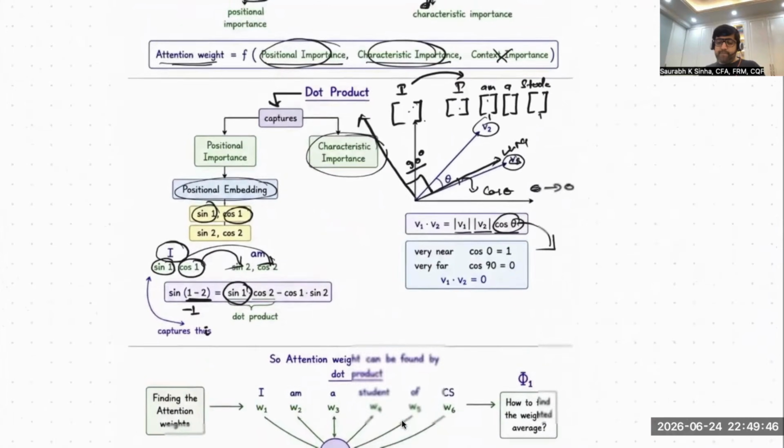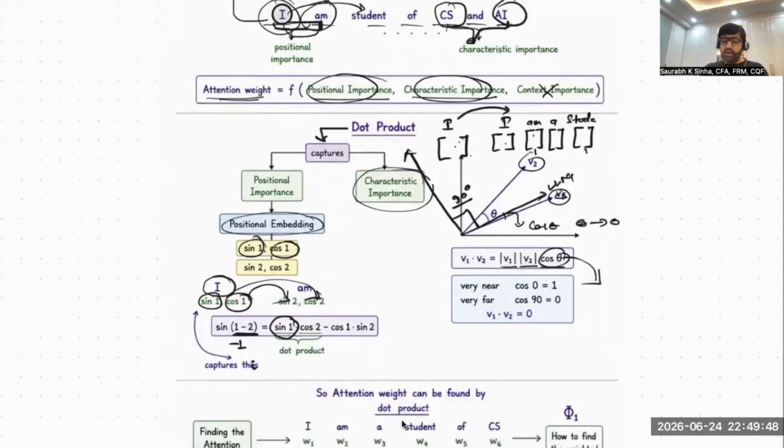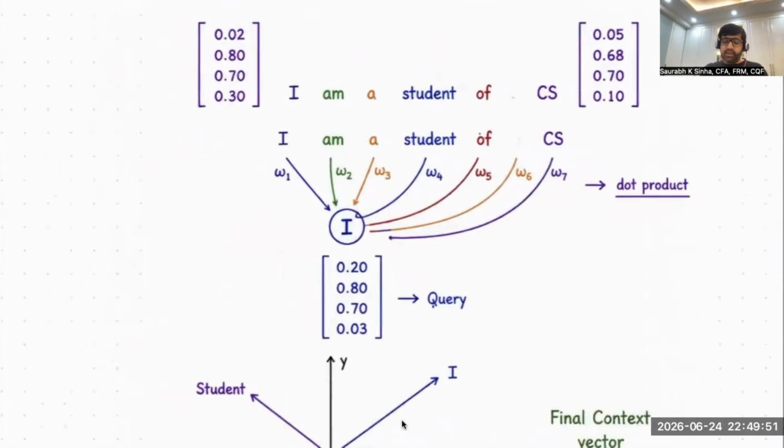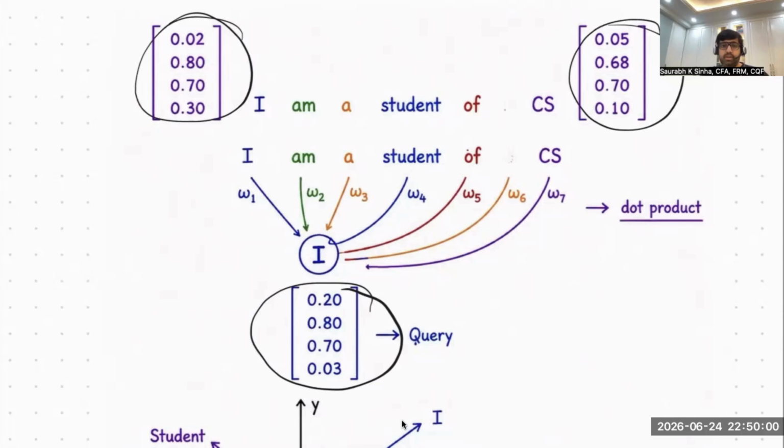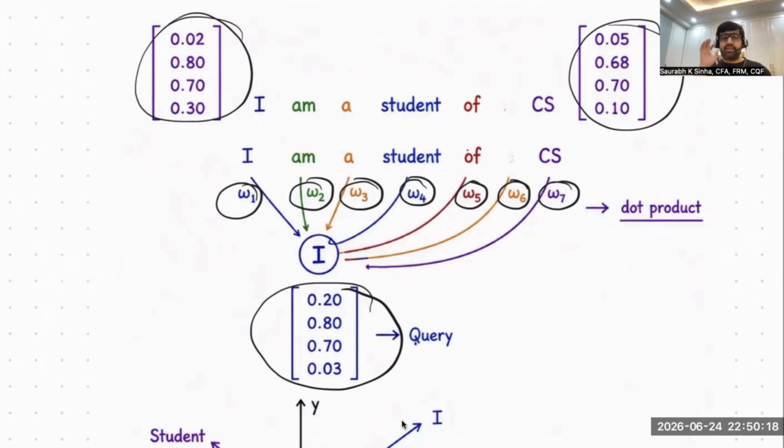Now, when you do this dot product, what will you get? You will get the weights, right? So when you do the dot product between the query and the vector, you will get one single weight: weight 1, weight 2, weight 3, weight 4, weight 5, weight 6, weight 7. But still you got a weight, not the context vector. How will you get the context vector? The simple answer is you will multiply this weight not to the query vector, but to the individual vectors.